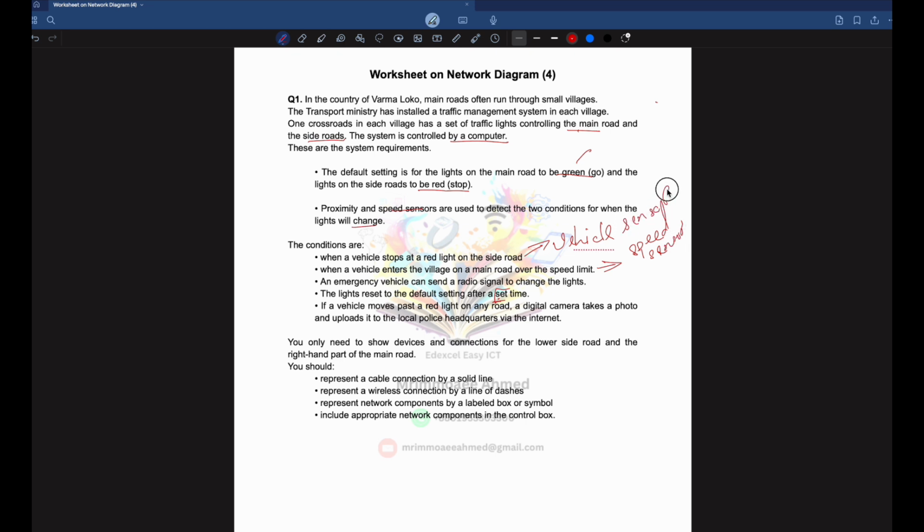Then an emergency vehicle can send a radio signal to change the light. So remember these things: a radio signal can be sent by an emergency vehicle to change the light. If the light is red, but an emergency vehicle is passing through, during that time it sends a radio signal to the computer or the control box, and from there it can identify that there is an emergency vehicle, maybe an ambulance. Based on that, the traffic light changes from red to green.